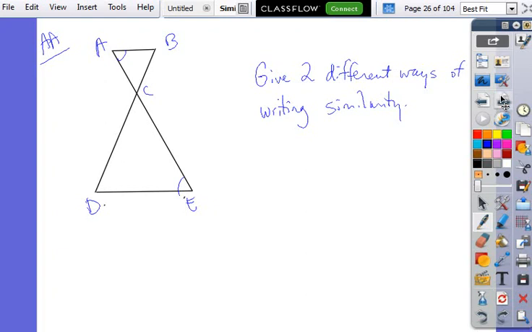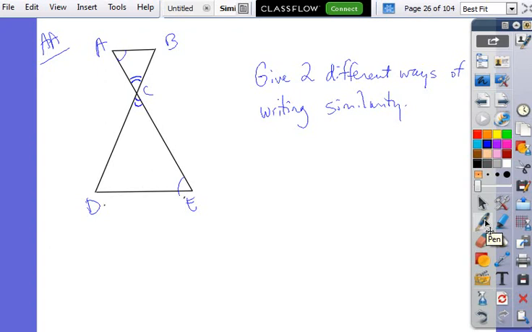Why is C congruent? What's it called? It starts with a V. Vertical. Vertical angles have to be congruent. So since I know that vertical angles are congruent, I can mark that. Now I have my two angles. I want you to give me two different ways of writing the similarity statement. All right, give me one.